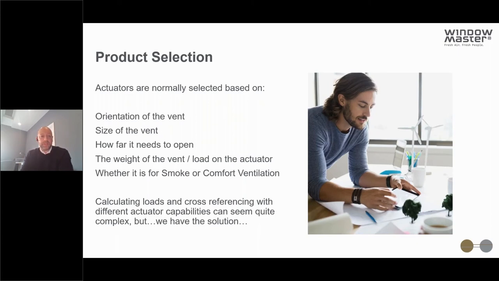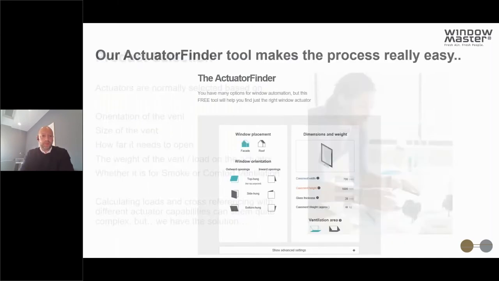Typically, actuators are normally selected based on the orientation of the vent, how big the vent is, how far it needs to open, the amount of glass in it, or the weight of the vent, so that we can calculate the load on the actuator, and then whether it's for smoke or comfort ventilation. And that's a lot of information to try and assess, and some fairly complex calculations there. But we've developed a solution which makes it really easy to help you to find the right actuator.